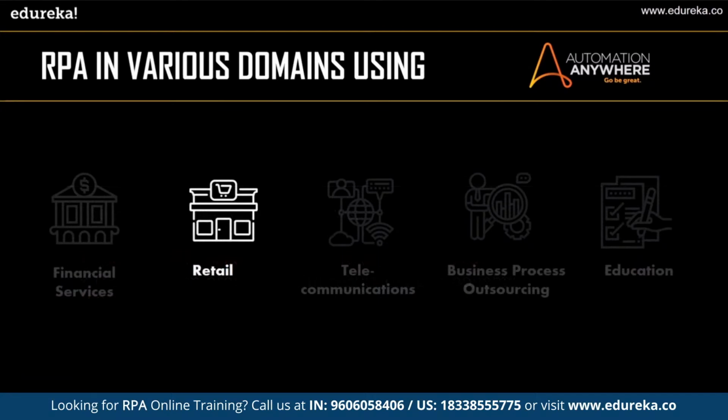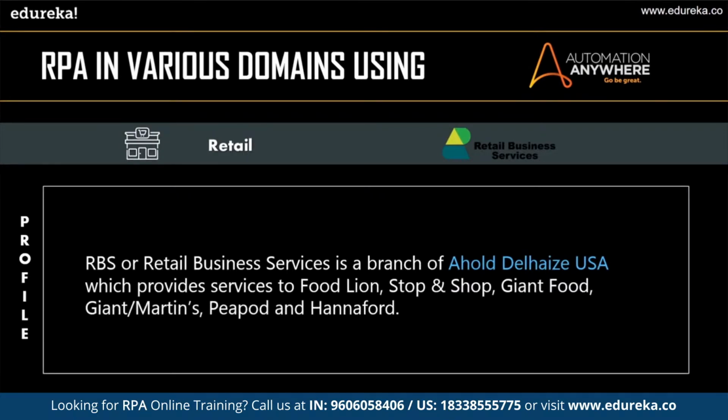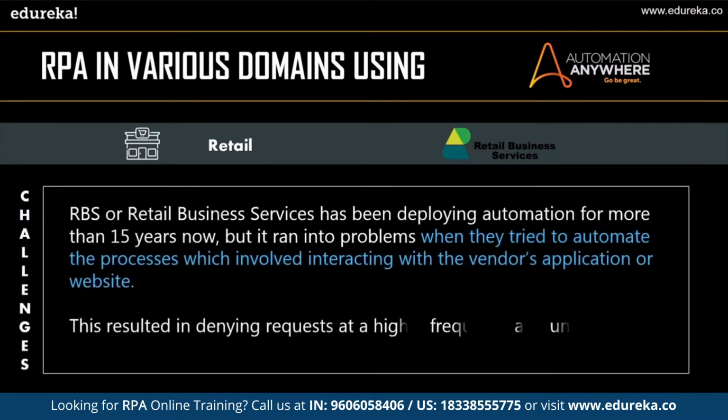Now let's move forward with the next domain, that is RPA in retail. To explain how RPA is used in retail, I'm considering RBS, or most commonly known as Retail Business Services Company, which is a branch of Ahold Delhaize USA, which provides services to Food Lion, Stop and Shop, Giant Food, Giant and Martin's, Peapod, and Hannaford. Now, the challenge observed by RBS was that it had been deploying automation for more than 15 years, but it ran into problems when they tried to automate processes which involved interacting with the vendor's application or website. This resulted in denying requests at a higher frequency and unreasonable cost.